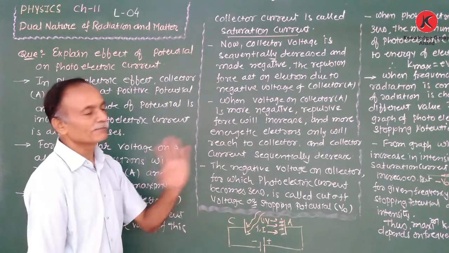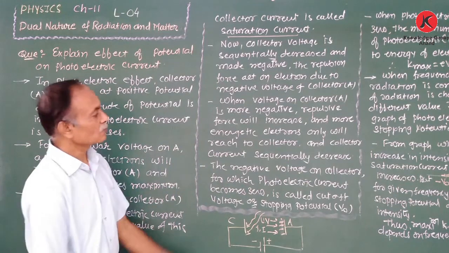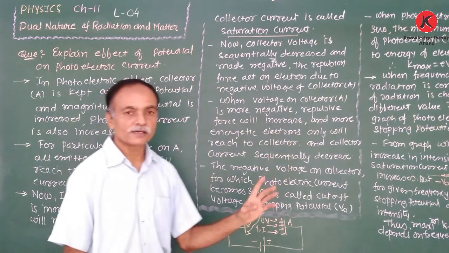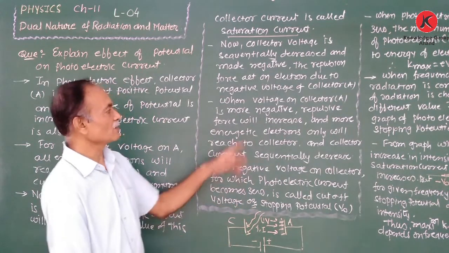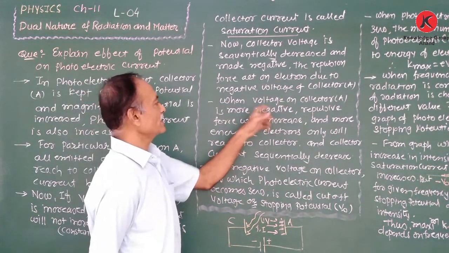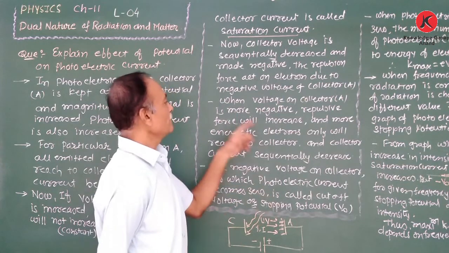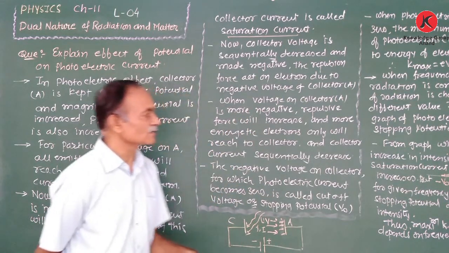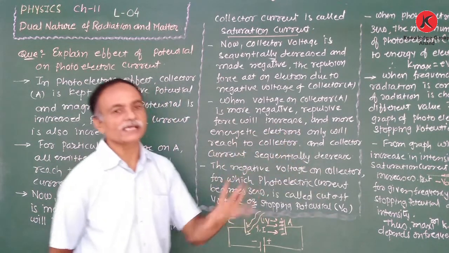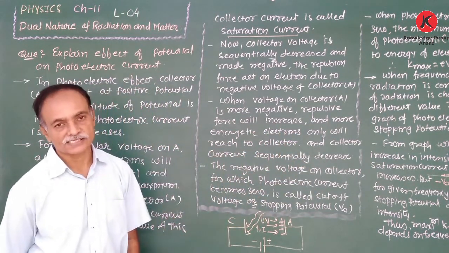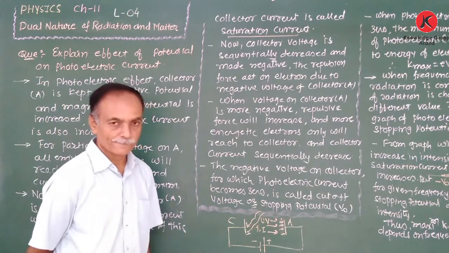Due to this repulsion force, the photoelectric current decreases. Because what's happened? When the voltage on collector A is more negative, the repulsion force will increase, and only the maximum and more energetic electrons reach the anode A.